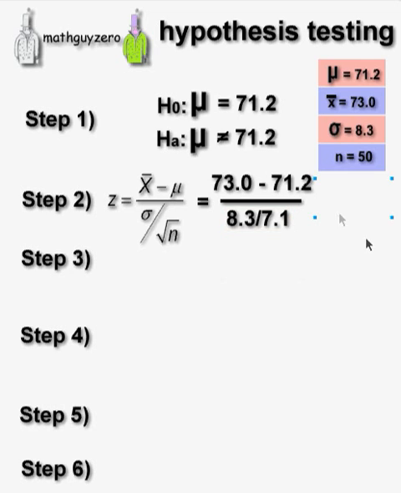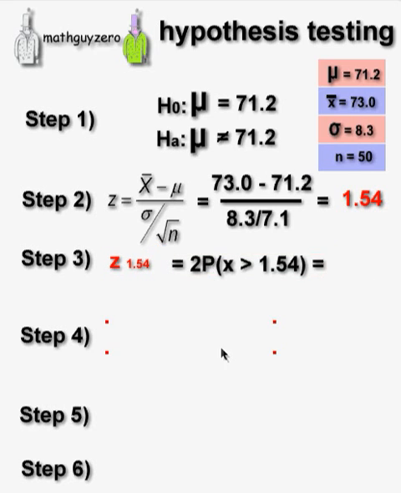We get a z-score. We've got to be careful here because this one is a not equal to problem. So when it's not equal to, we multiply 2 times the probability that the random variable is going to be greater than the absolute value of the z-score. That's what that means. We do a little bit of math, and we get 0.1236.